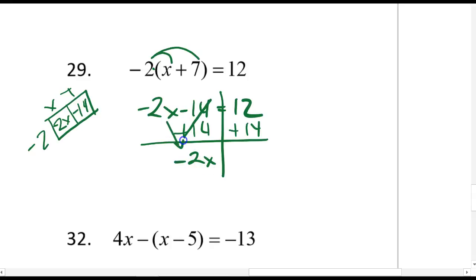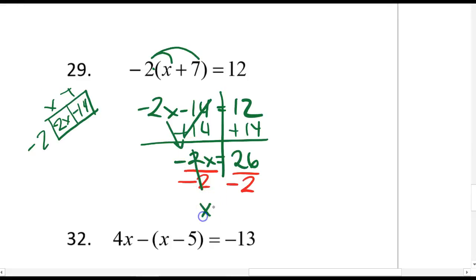Bring down the 2x, or negative 2x. And now 12 plus 14 is 26. And again, it's a variable, or x, times a number. So if it's times, I do the opposite, which is divide. And here's where we got to be careful. Remember, this is a negative 2. So in order to cancel out a negative, I need to divide by a negative. Okay, so I'll do the same on both sides.